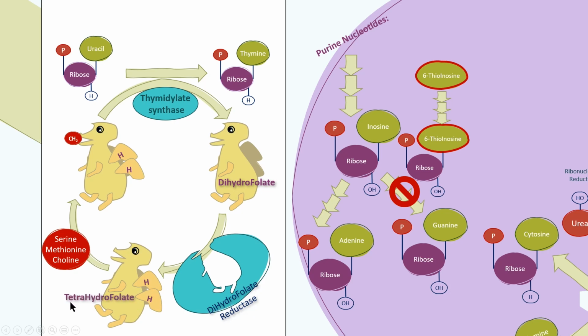and now it will become tetrahydrofolate, and this tetrahydrofolate will go to either serine, methionine or choline to fetch a methylene group, and this methylene group will be attached to its nitrogen 5 and 10 position, and now it will become N5,10-methylene tetrahydrofolate. It's very easy to understand, I think.